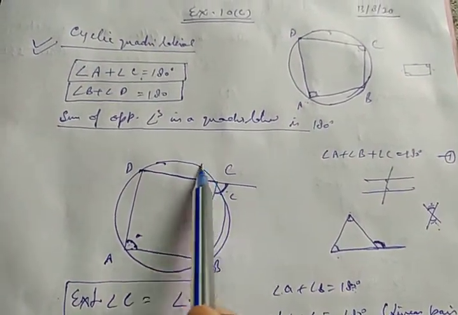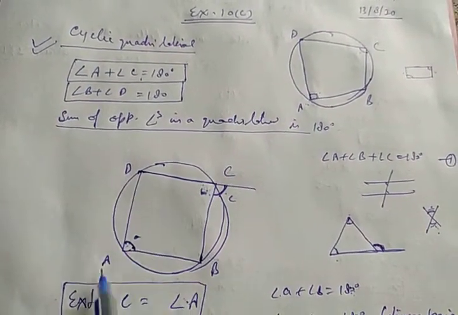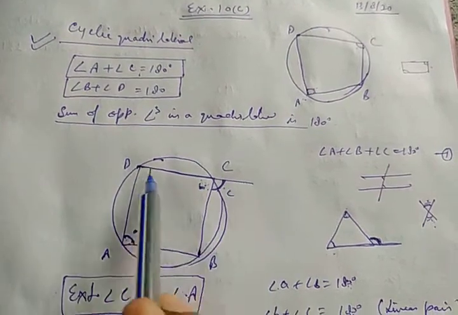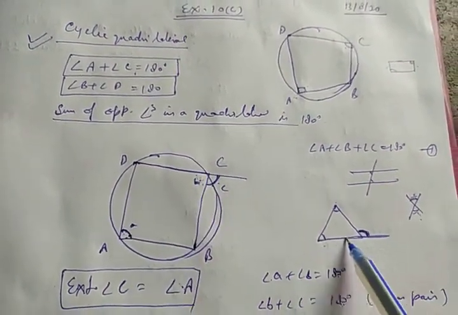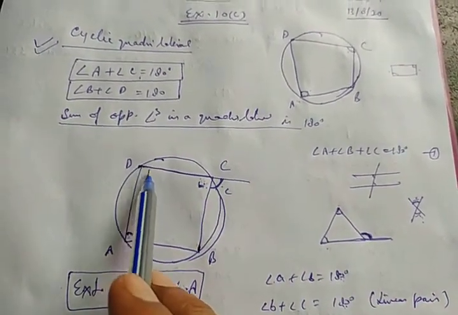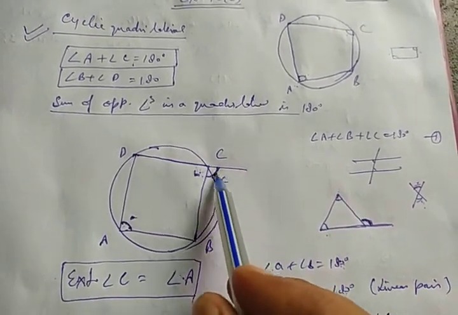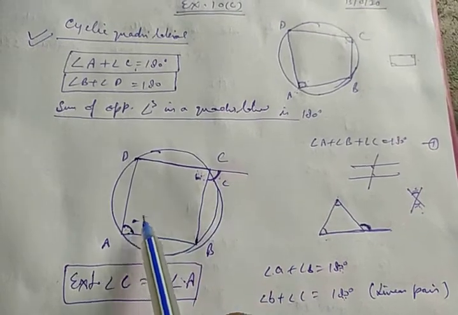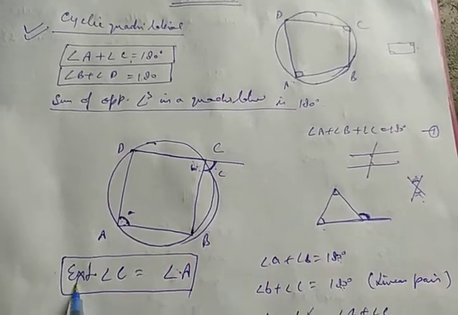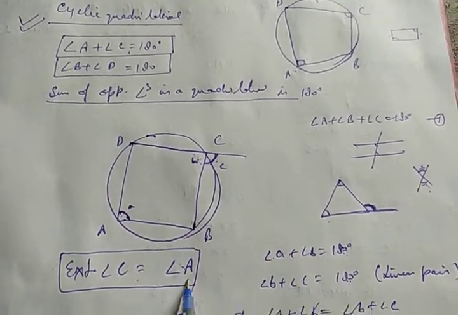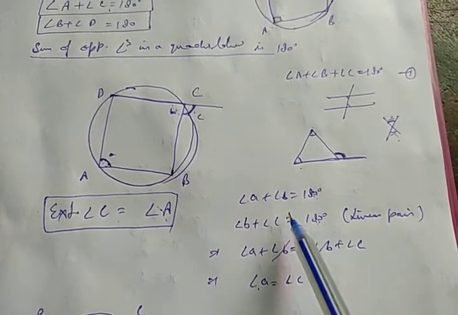Now if there is a cyclic quadrilateral, you extend any side like this. As in a triangle you have extended this, in the quadrilateral this can also be extended. Then you get this exterior angle. This angle will be equal to the opposite interior angle. Exterior angle C is equal to angle A. This can be proved like this.